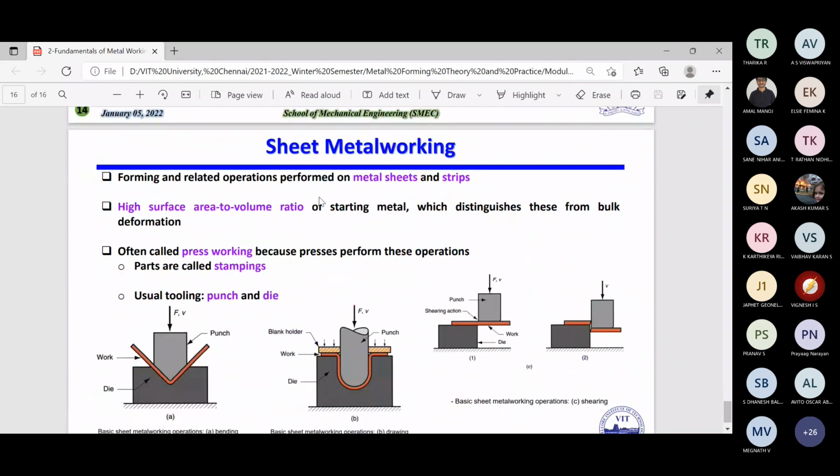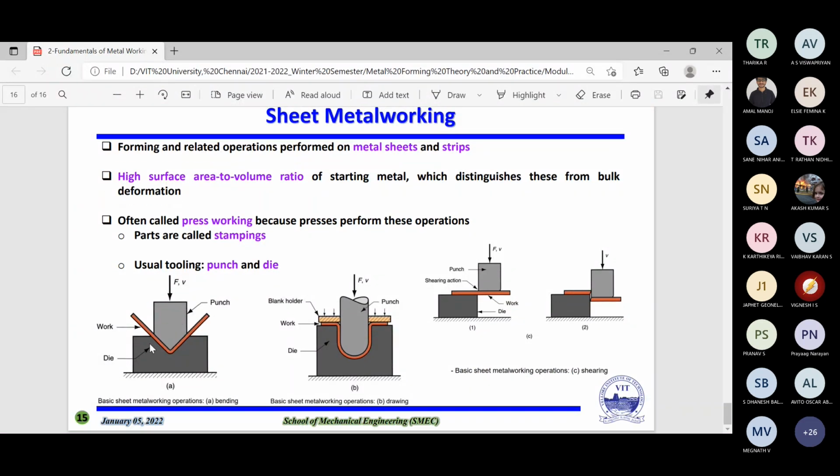So forming and related operations are performed on metal sheets and strips, and you have to think about the high surface area to volume ratio also. Here I also put some examples of bending. You can see here, this is the die and this is the workpiece. When you have the punch here and you press, then you can bend it. For example, if you go to any iron workshop, or maybe where they make grills, there you can find bending.